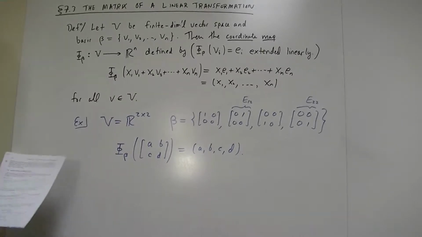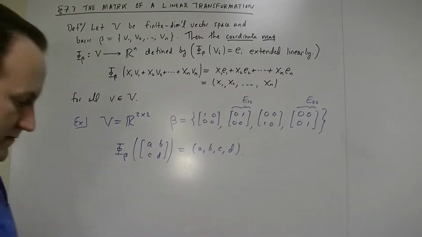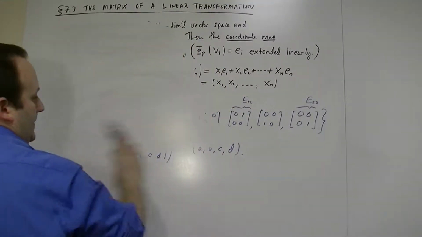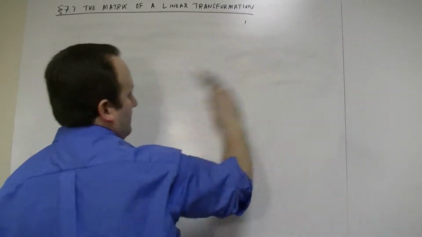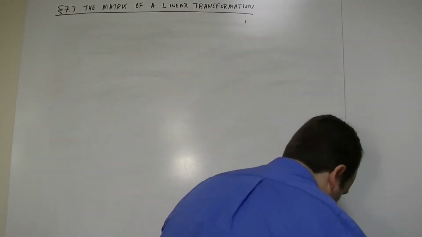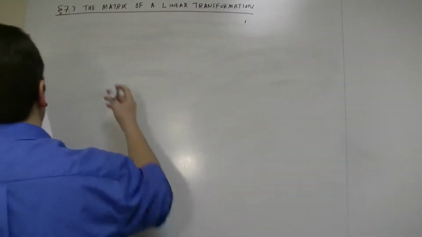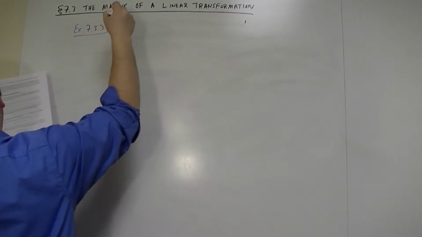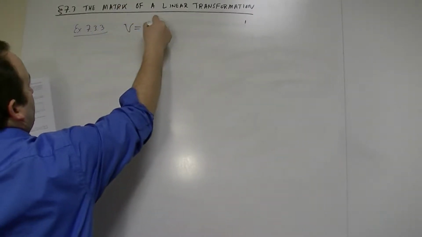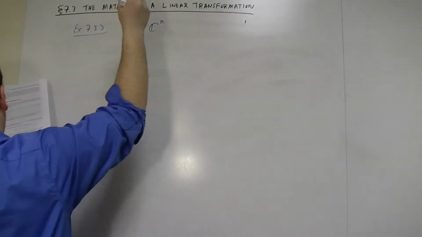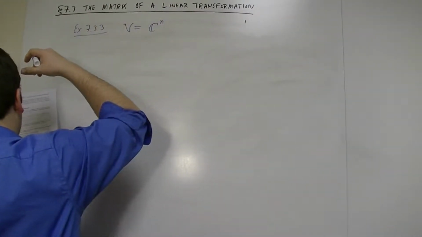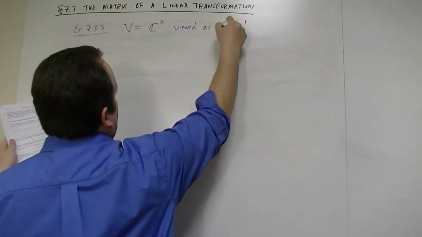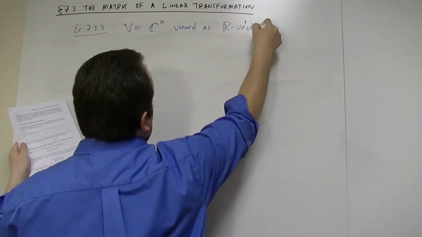Another example, let me erase the definition. Another example, Example 7.3.3 for what it's worth. You look at V as the complex n space. So this is n-component complex vectors. You could look at it as a real vector space, viewed as a real vector space. Okay, so what does that mean?